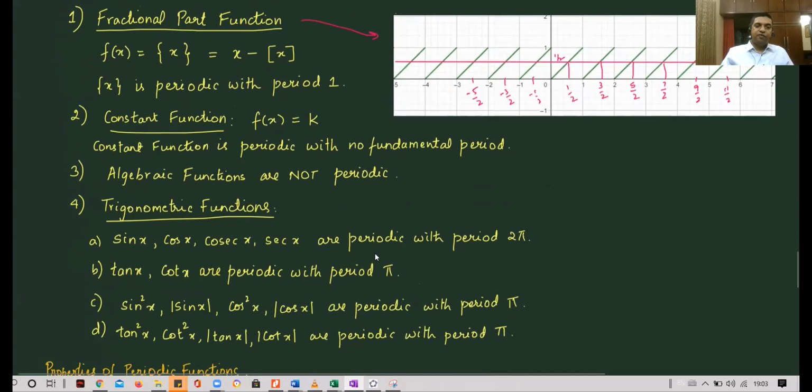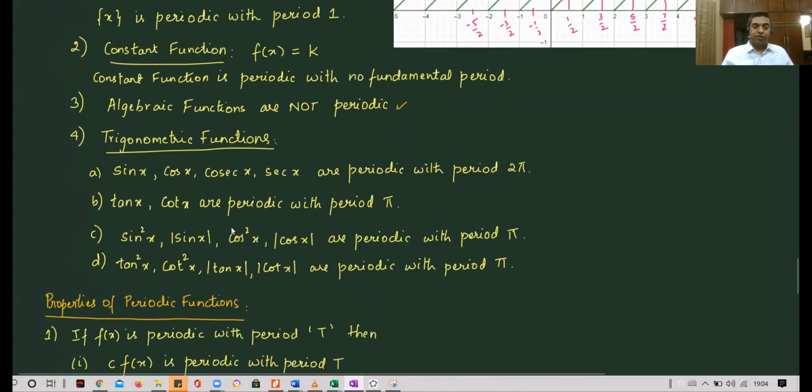Next, algebraic functions are not periodic. This is the nature of algebraic functions. Trigonometric functions, they are periodic. You have already done trigonometric functions in your colleges, and of course for those who have attended, I've covered the entire trigonometry in great detail. So trigonometric functions sin x, cos x, cosecant x, secant x are periodic with period 2 pi. Tan x, cot x are periodic with period pi.